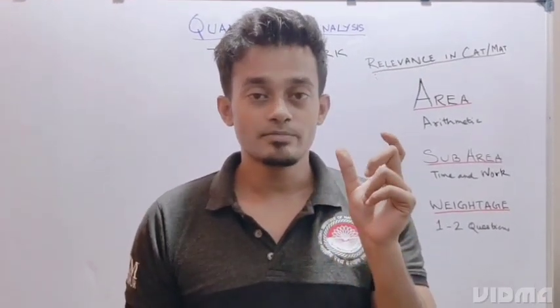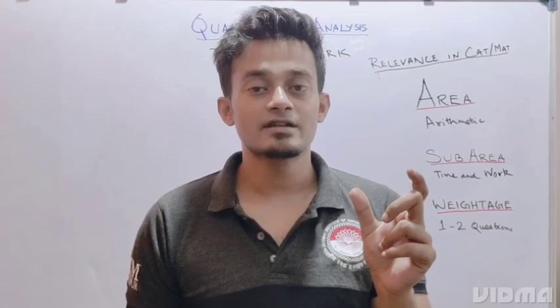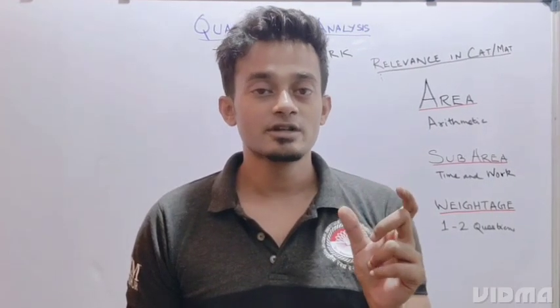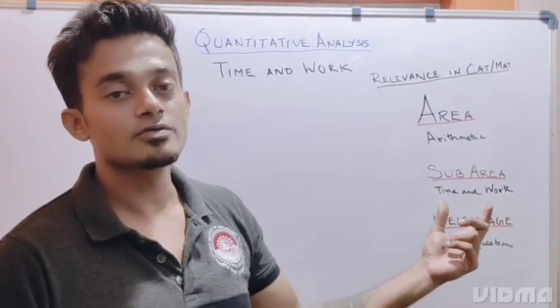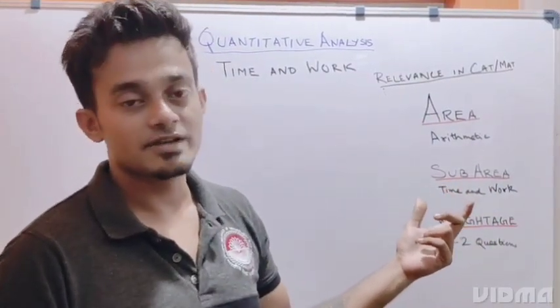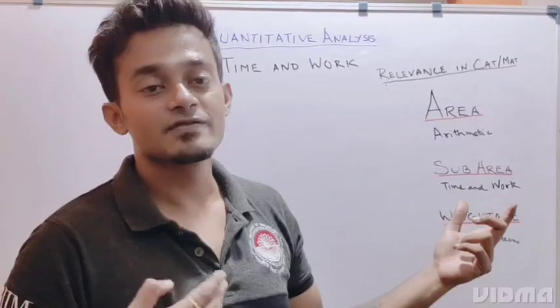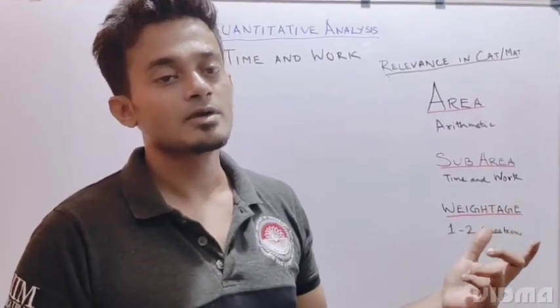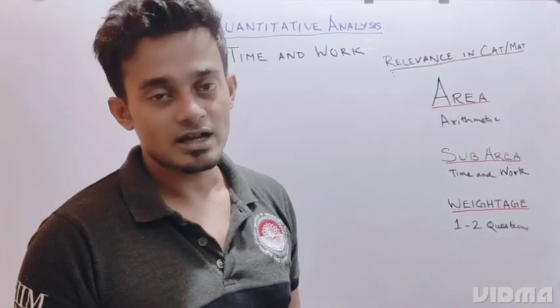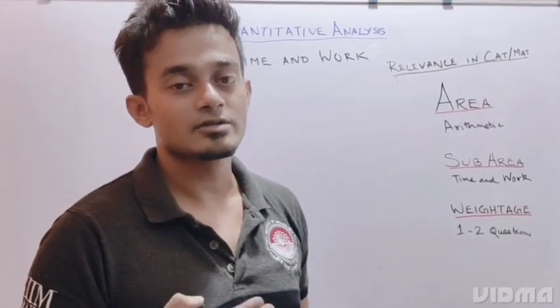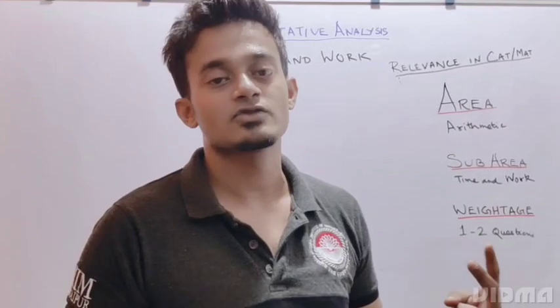So the paper setters of CAT give a lot of importance to this chapter, and we are going to practice a lot of sums, different types of sums, different ways of doing the same sum. Whichever way you find easier, you'll practice that. But for now, you get to understand both the methods of solving the sum.